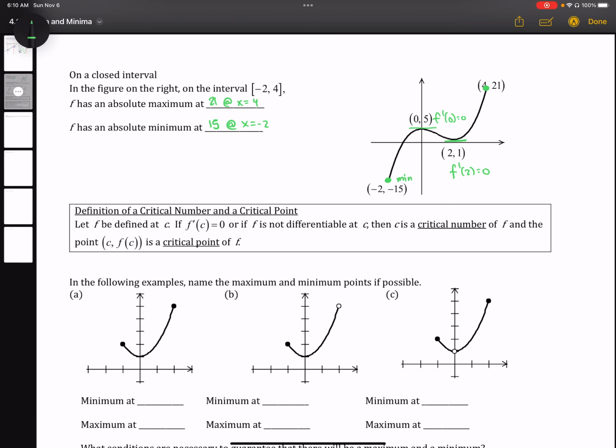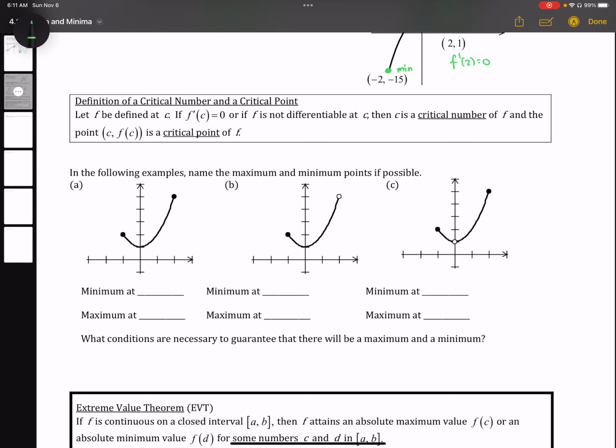The places where our derivative is equal to 0 is called a critical number or a critical value. We have critical values where our derivative is either 0 or undefined. So remember, the undefined part is going to come where we have a rational function and the denominator is 0. So in these examples, we want to determine the maximum and minimum.